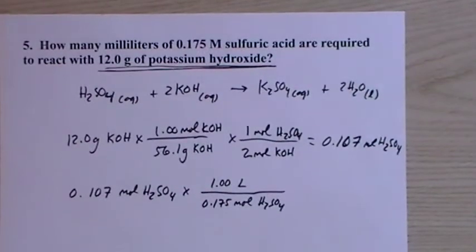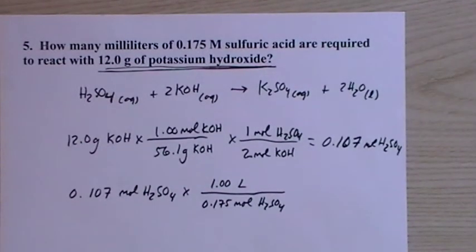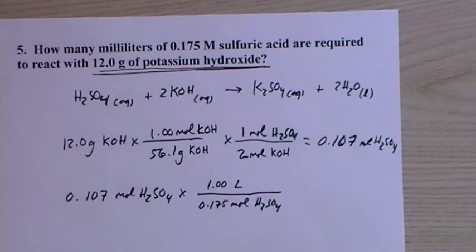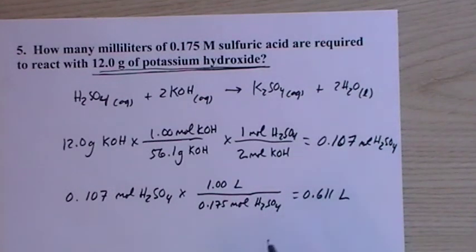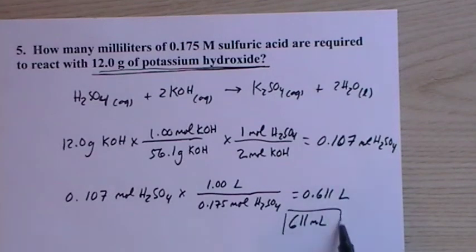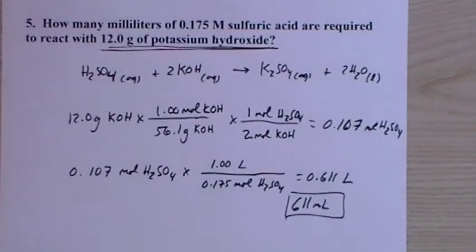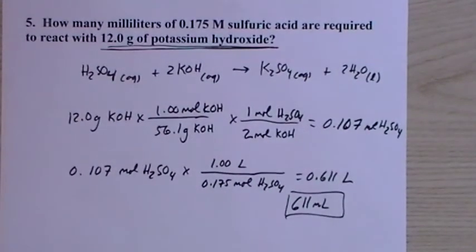So let me just do a real quick double check here. 12 by 2, okay. So we have this many moles, we've determined that, and then we divide by the molarity, and we end up with 0.107. 0.611 liters, and they want it in mils, so that's going to be 611 mils. So what this says is that we're going to need 611 mils of 0.175 molar sulfuric acid to react with 12 grams of potassium hydroxide.